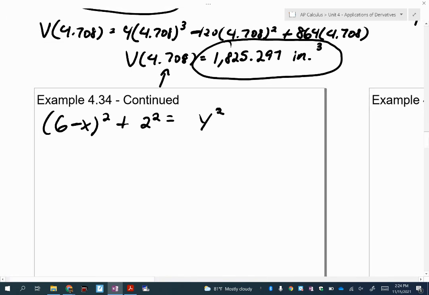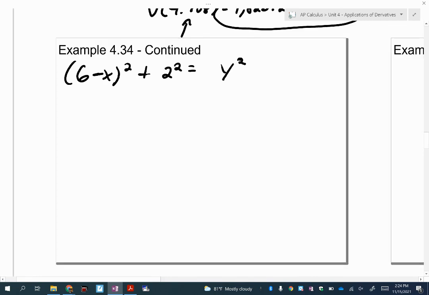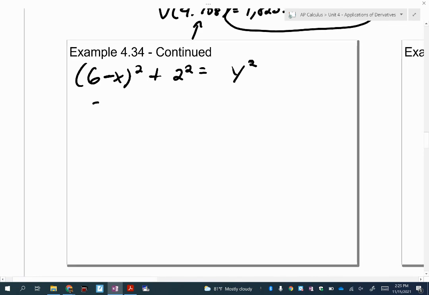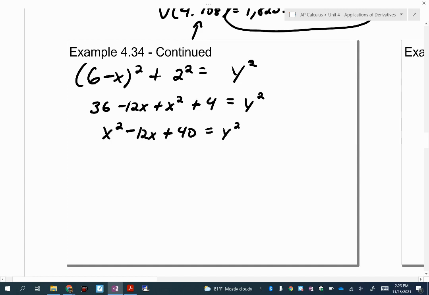All right. So I'm going to go ahead and do a little bit of work here. I have 6 squared, which is 36. Multiply 6 times negative x and double it to get negative 12x. And then that's going to be plus x squared. Okay, and then that's going to be plus 4 equals y squared. Go ahead and add some like terms here. So x squared minus 12x plus 40 equals y squared.